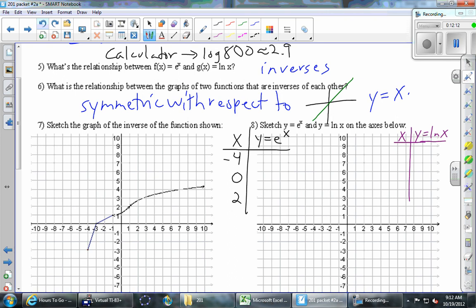Okay, what do we get for e to the -4? 0.02? Is that right? Okay, so I guess nearest tenth isn't going to be good enough for that one, so we'll say 0.02 on that one. E to the 0, it's 1, right, that's easy. E to the 2, 7.4. Good, so you can plot 3 points, and then we can connect them to make the graph of e to the x.